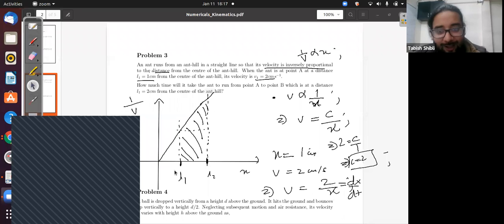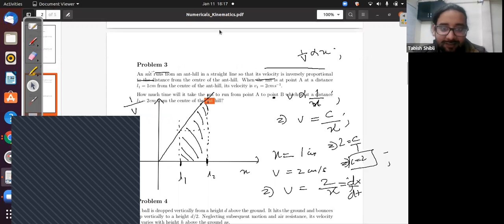How do you see that? How do you know that this is going to be true? Because it will be 1 by v into x, which is x by v, which is time. Yes, exactly. So what is the area giving us?